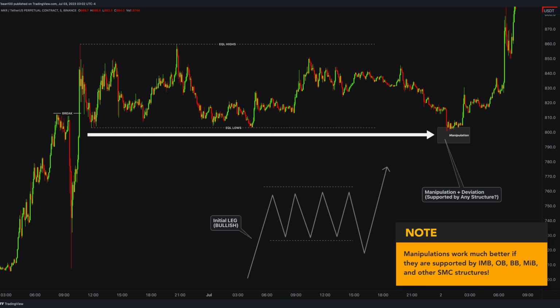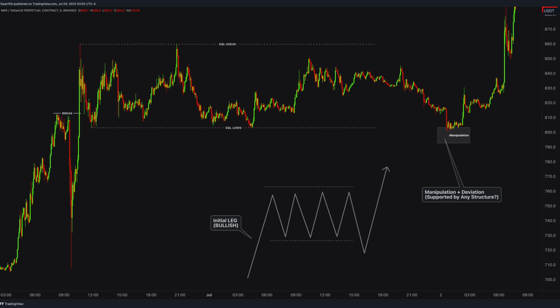It could have any kind of demand, such as an imbalance, a balanced price range, an order block, or a breaker block. Anything, even support and resistance flips. You can notice this nice imbalance right at the manipulation. Equal lows hunted and imbalance tapped. What a great fuel for a reaction.